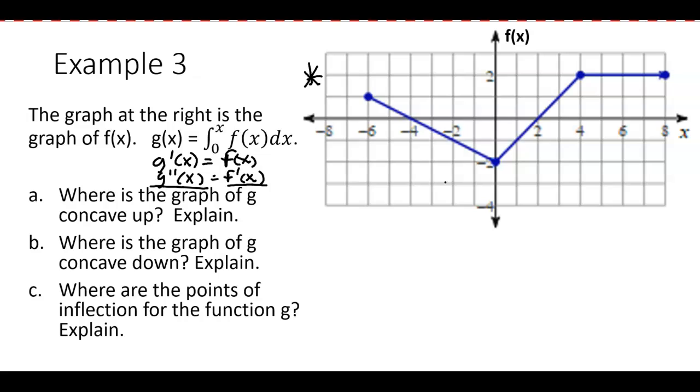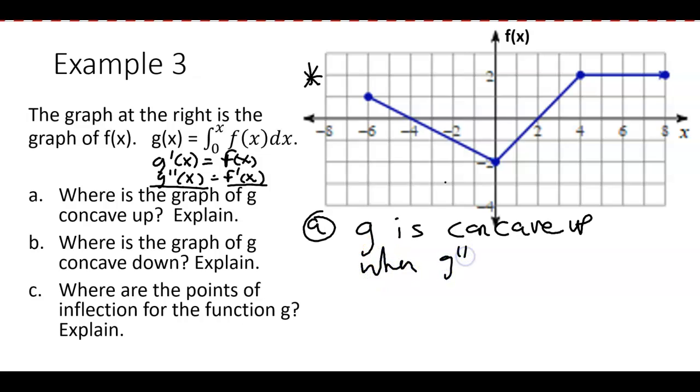All right, so here we go. Where is the graph of G concave up? Well, here we go. Part A, G is concave up when G double prime, which equals what? F prime, is positive. Where is f prime positive? Where is the slope of that graph positive? 0 to 4. Good job. 0 to 4.